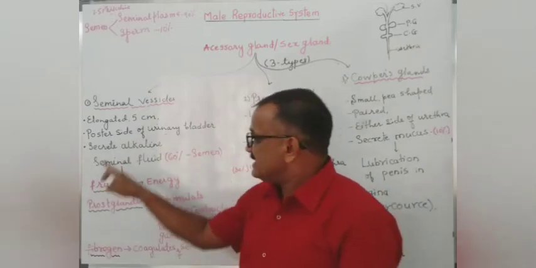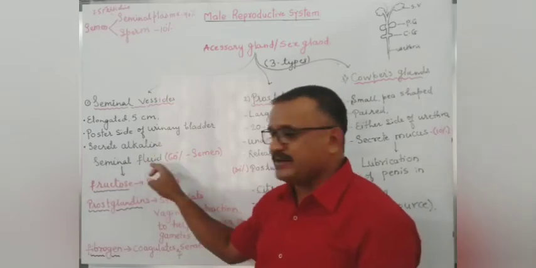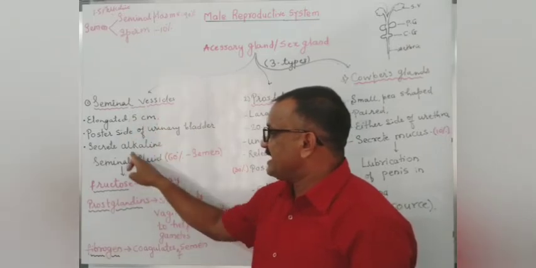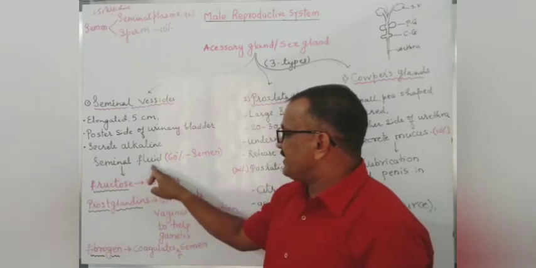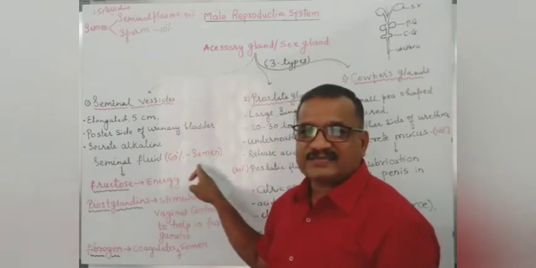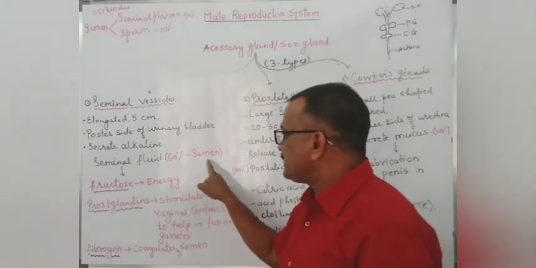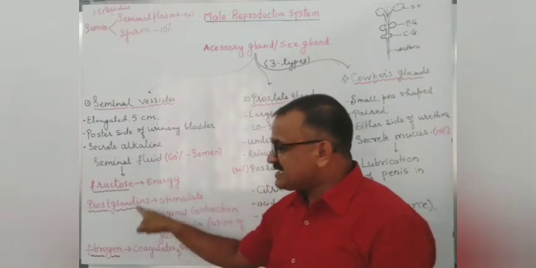It secretes an alkaline fluid, and that fluid is called seminal fluid. So the fluid which is secreted by the seminal vesicle is alkaline in nature. This seminal fluid makes up 60% of semen. How much percent of semen does it include? 60%. And inside this seminal fluid, what is present?